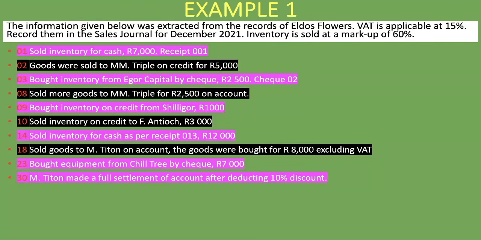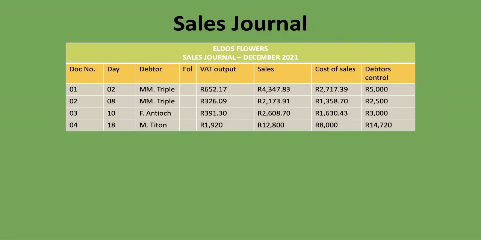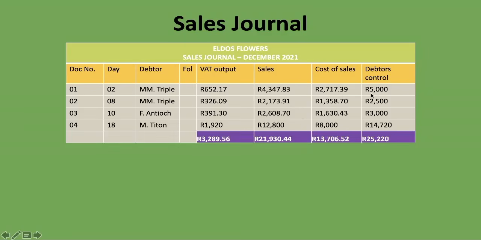And you can see we have just completed all the transactions that we needed to do. All we now need to do is to go back and just put the totals for VAT output, sales, cost of sales, and debtors control. So let's do that, and there we have it, and we have just completed our sales journal. Just to make sure you've added everything correctly, if you add the total for your VAT output and your sales, it should give you your debtors control amount of 25,220. Just to make sure you've added it correctly and you've done everything correctly.